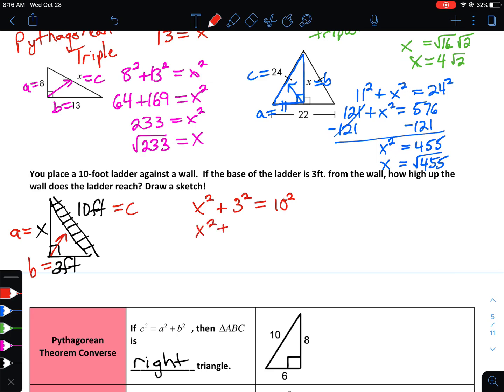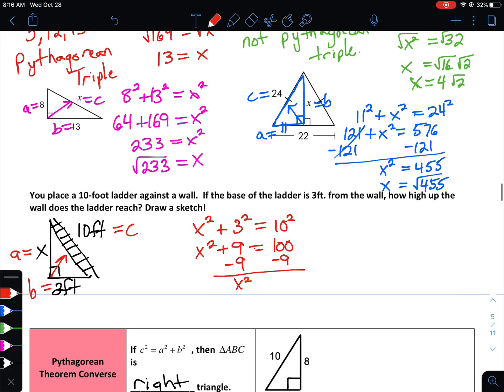So then simplifying that, we have x squared plus 9 is equal to 100. So now let's go ahead and subtract the 9 from both sides, and we'll get x squared is equal to 91. So to get x by itself, we'll just take the square root of both sides. So x will be equal to the square root of 91. And then that would normally be how we would leave our final answer.